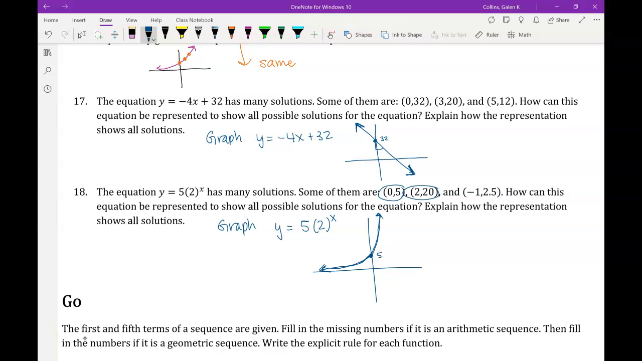Okay, so by connecting those values, we could show all of the solutions. Because remember, with y equals 5 times 2 to the power of x, we could find a solution when I plug in 1/2 for my value of x. So the best way to represent this is with a graph.